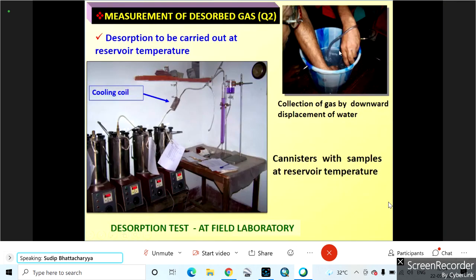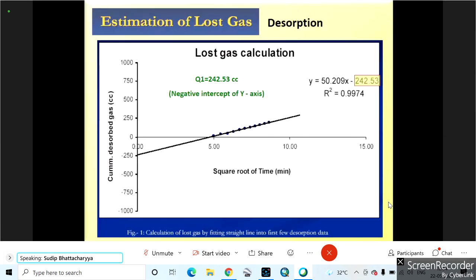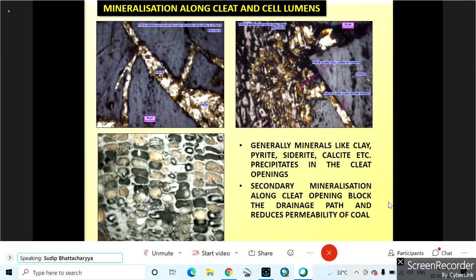Now measurement of the gas. What happened? Before going to that, I just want to give you one thing. It is here or not, I don't know. Okay.